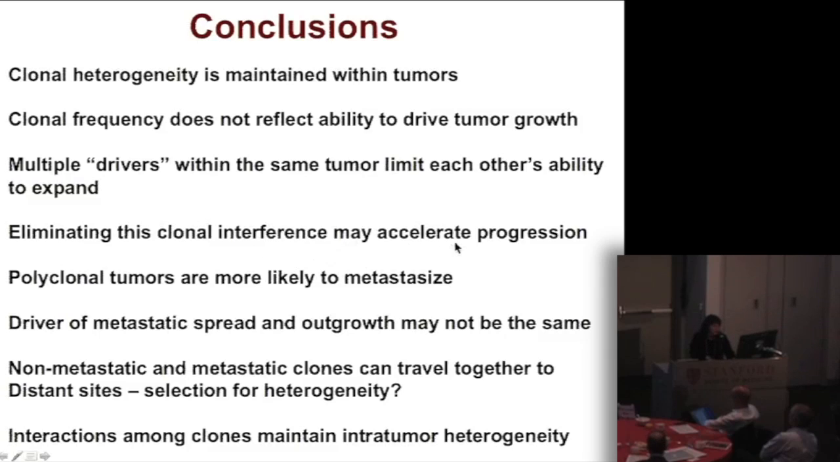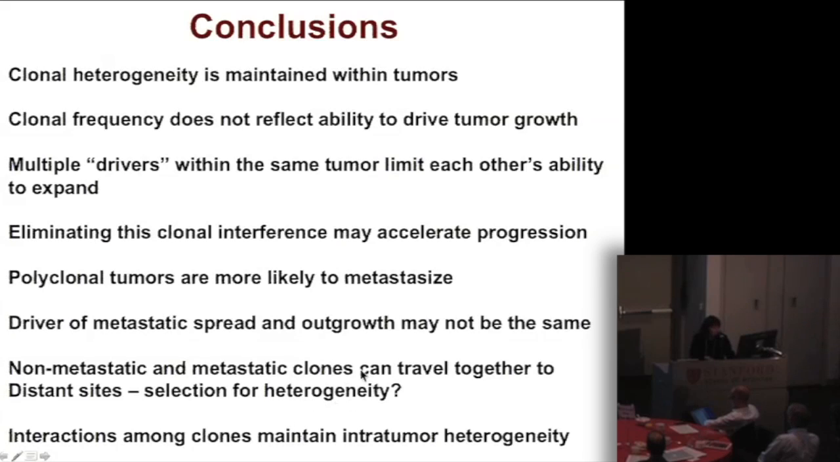And then this, basically we're eliminating this clonal interference, then we can accelerate progression. And I showed you also that the polyclonal tumors are more likely to metastasize, and the driver of the metastatic spread and the outgrowth may not be the same, such as in our case, we know that IL-11 is driving the growth of the tumors, but FIGF is making them spread. So basically, you have at least 2 clones that may cooperate to drive this metastatic growth.